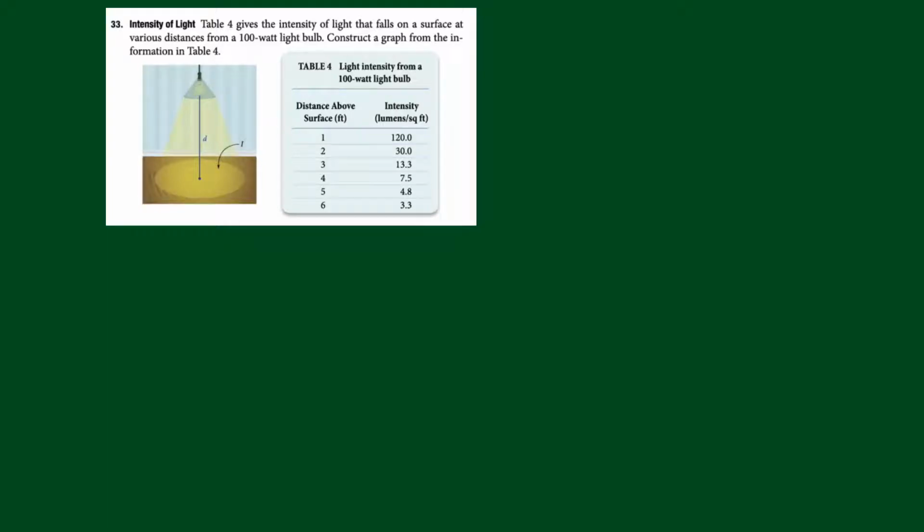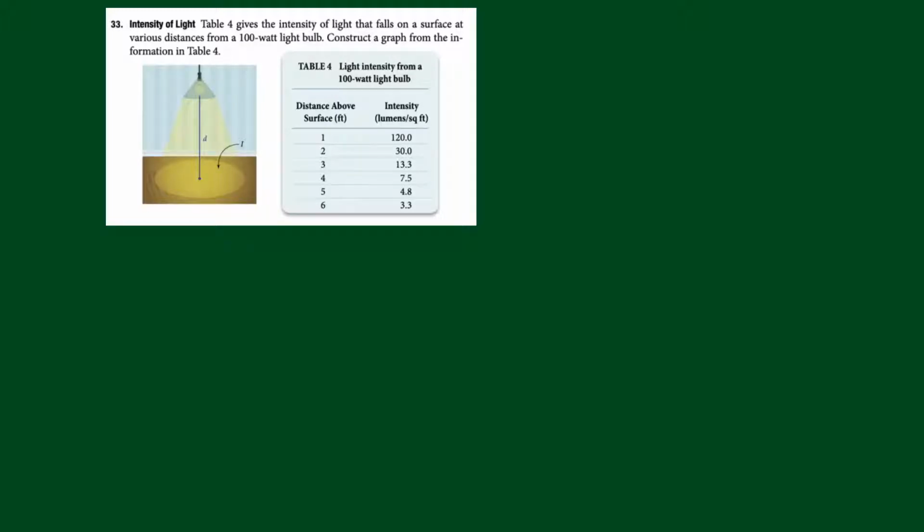Well, this looks interesting. We've got a light bulb here reflecting on a surface. And here's what we're given: this table gives us the intensity of light that falls on a surface at various distances. And we've got a 100-watt bulb in here.